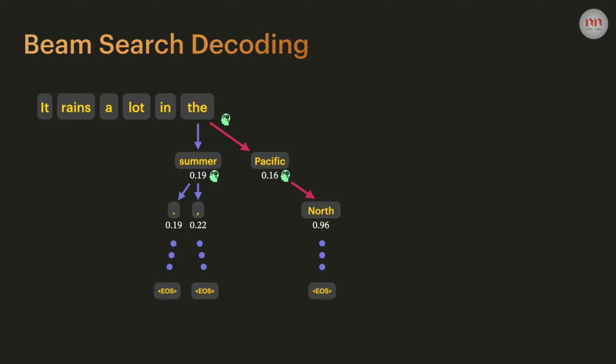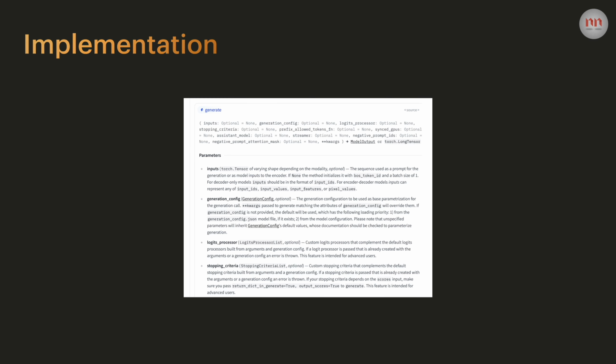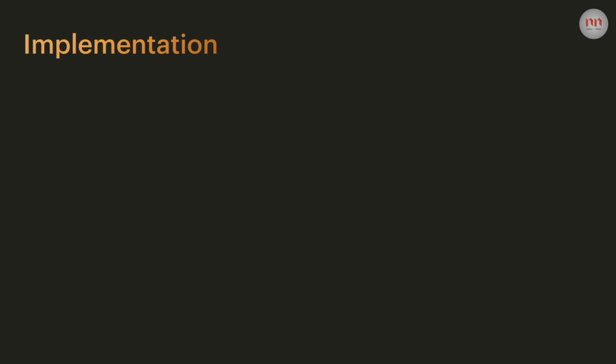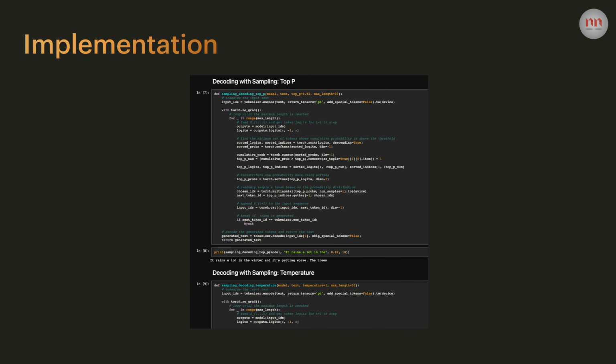Now, of course, you will find all these methods implemented in the generation function of the Transformers library. But if you want to get your hands dirty, you can check out my implementations. You will find the GitHub link in the description. Please feel free to modify the code and combine different techniques to get the best generation.